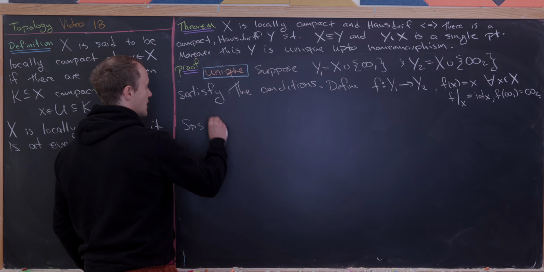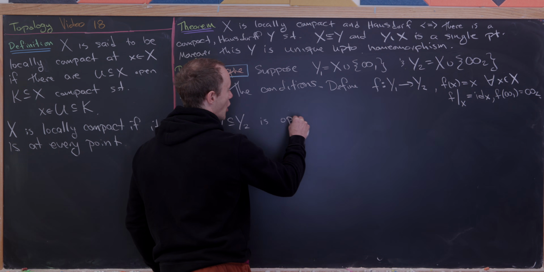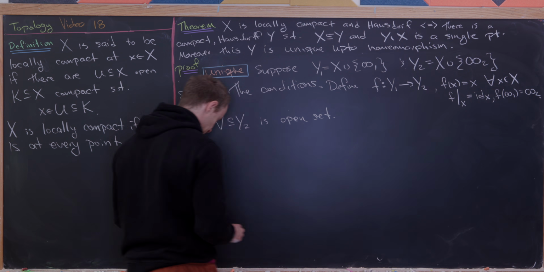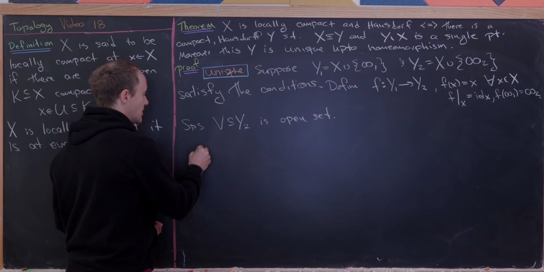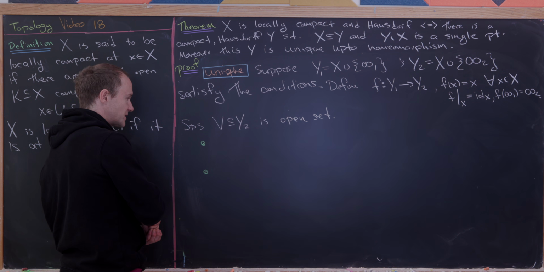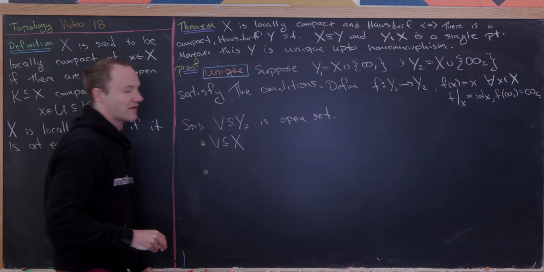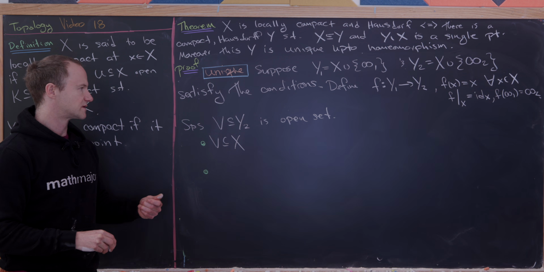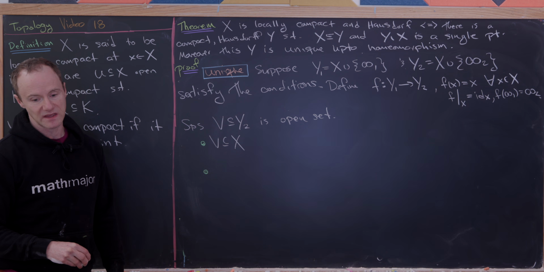So let's suppose that V is a subset of Y2 and it's an open set. Now, I'd like to observe that that's going to pretty naturally break into two cases. So the first case is that V is itself just a subset of X. So in other words, infinity 2 is not an element of V.